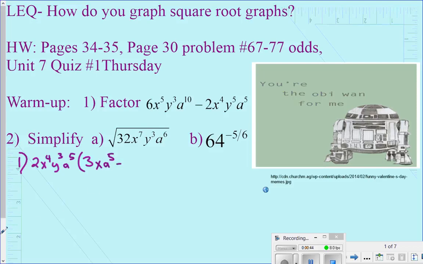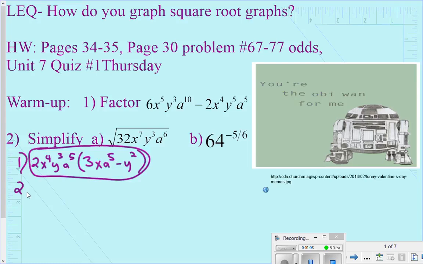Then minus sign. The 2's already there. The x to the 4th's already there. For the y cubed, I need a y to the 5th, so that's y squared. And a to the 5th I already have. So now I'm checking that. That looks like it's not a difference of cubes or squares, so that means I'm finished.